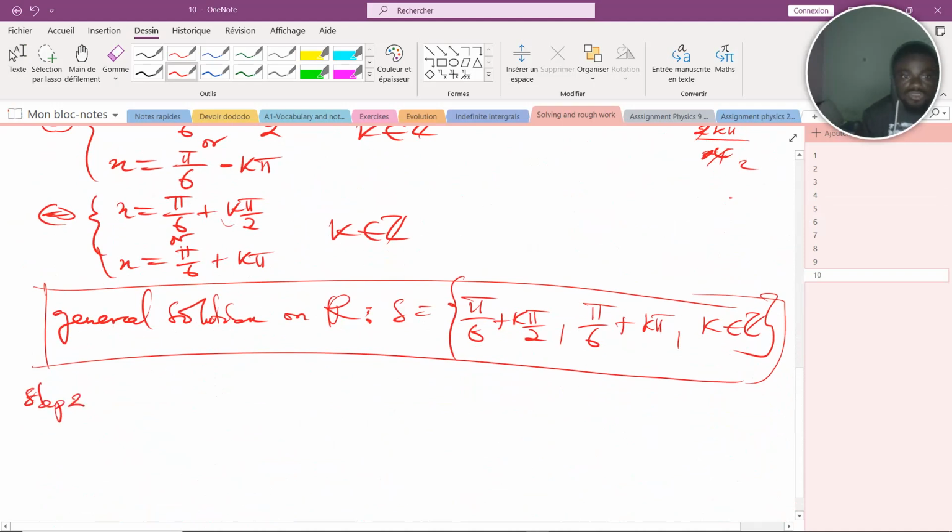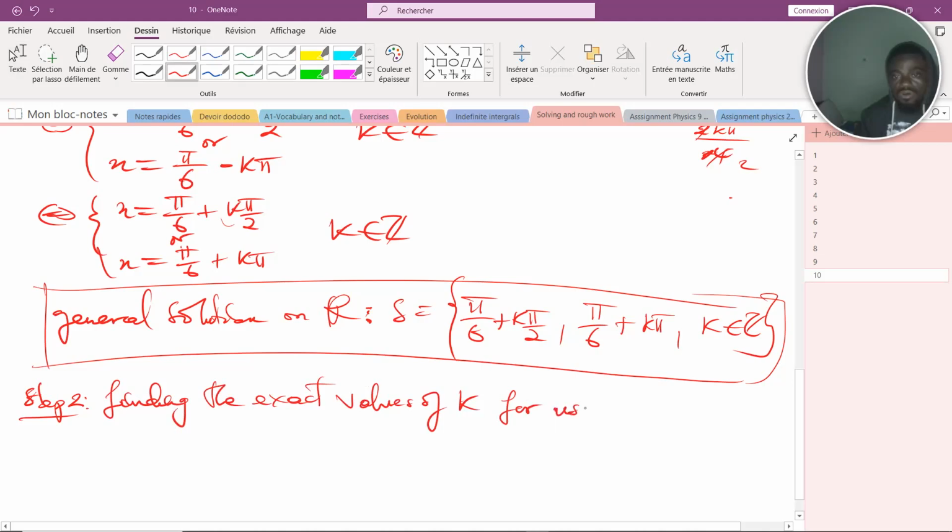Step 2, finding the exact values of k for us to have solutions on the interval, or finding the exact values of k that give solutions on the interval -pi pi.